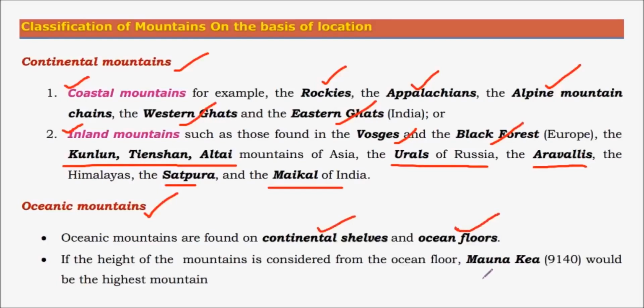And one important factoid is that Mauna Kea, which is around 9,000 meters high from its mountain base, can be considered as the highest mountain in the world if its height is considered from the mountain base instead of sea level. Now, the highest mountain in the world is Mount Everest. It is about 8,850 meters above sea level, but this mountain is only 4,000 meters above sea level, but if its height is considered from the base, it would be about 9,000 meters.